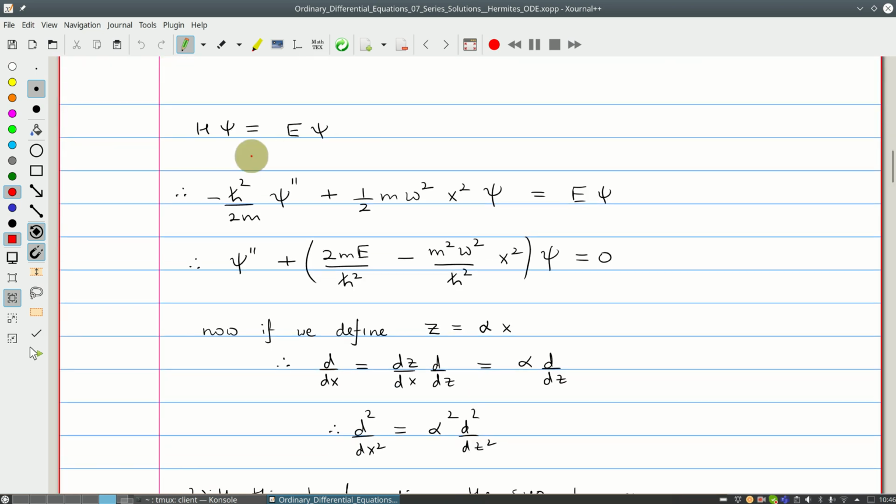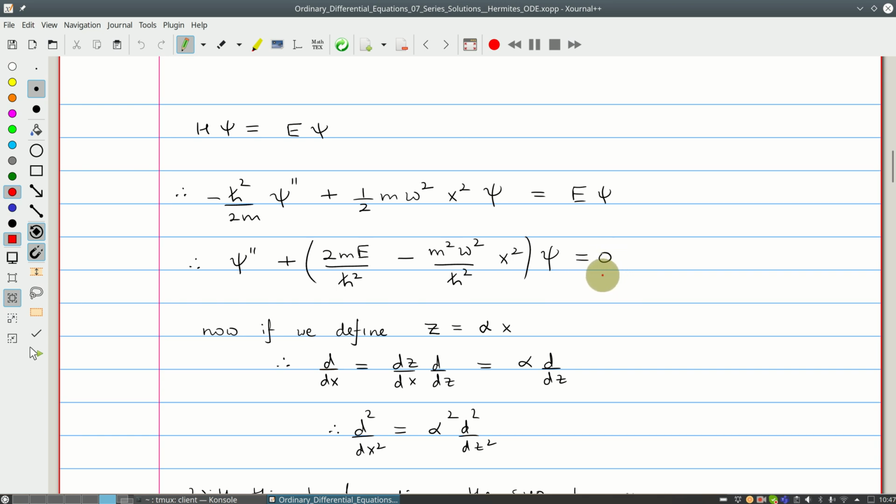So we can now write down our Schrodinger equation. H psi is equal to E psi, and this means we have minus h bar squared over 2m psi double prime plus a half m omega squared x squared psi is equal to E psi. Let's divide off by this constant term in front of the psi double prime. So we have psi double prime plus, in brackets, 2mE over h bar squared minus m squared omega squared over h bar squared times x squared, close brackets, psi is equal to 0.